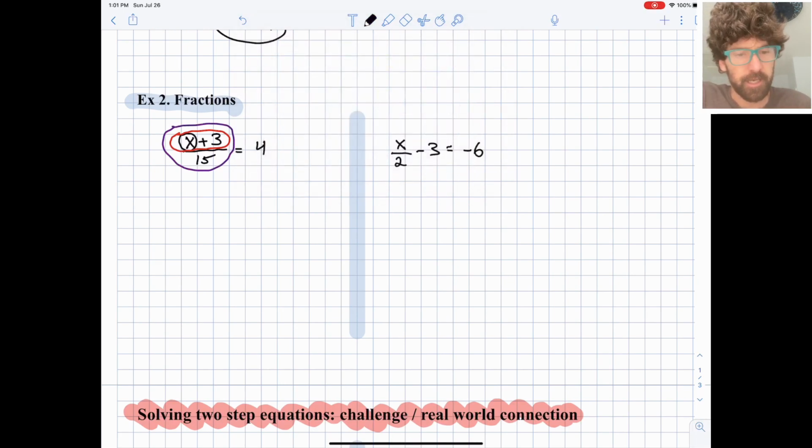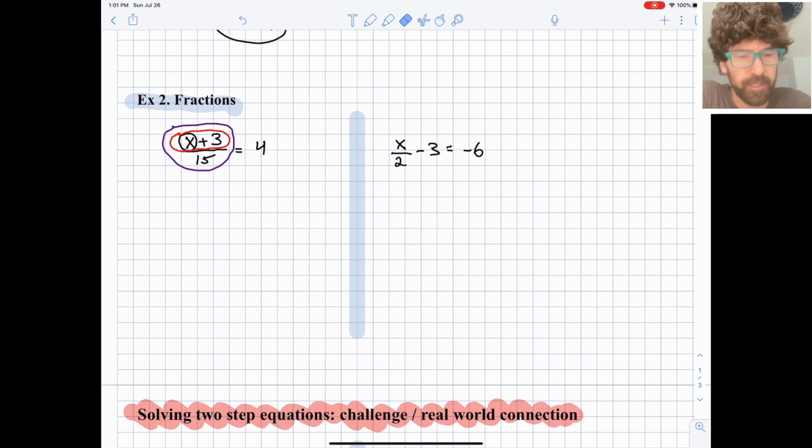A quick aside here. You might be curious about why the x plus 3 happens before the division by 15. That's because fraction bars act as an implied grouping symbol. So there's an implied set of parentheses or brackets at the top of that fraction bar. So the 3 is more tightly connected to the x than the 15 is. Okay, so let's work on peeling the onion.